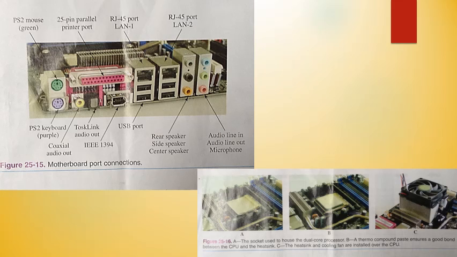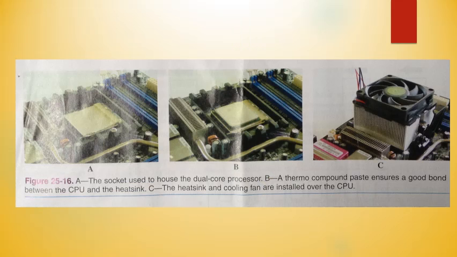Computer motherboards have a variety of external connections. The exterior ports of a motherboard are shown in figure 25-15. Notice on this motherboard there are two RJ45 ports used for networking, which is an enhanced feature. The LAN 2 port is used to share an internet connection with another computer. The audio input and output ports, the coaxial audio out port and the Toslink audio out port, are designed to support entertainment.